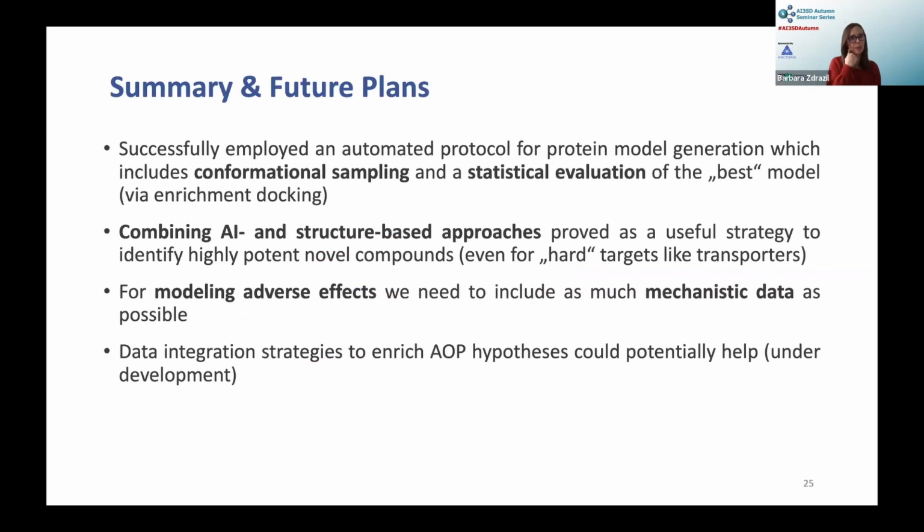So I think I could have shown you that we could successfully employ an automated protocol for protein model generation that includes both conformational sampling and a statistical evaluation, via this enrichment docking. So this seems to be a quite successful strategy. And then also combining AI-based with structure-based methods for virtual screening seems to be a fruitful strategy for especially those difficult targets like transporters. But for modeling adverse effects, like I have shown you on the last slides, we need to include as much mechanistic data as possible. I think we're not there yet.